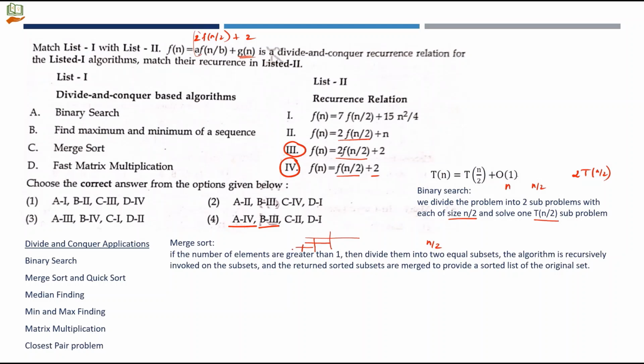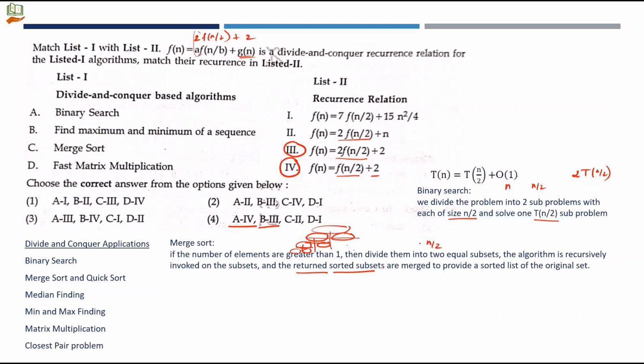So at the last place, you will have a minimal subset that will be sorted. So these two will be sorted and we will get this part. Then these two will be sorted and we will get this part. Again, this way if we go, we will get a sorted part here, and this will be merged together to give the complete sorted list. This is what they have said: returned sorted subsets are merged to provide a sorted list of the original set.